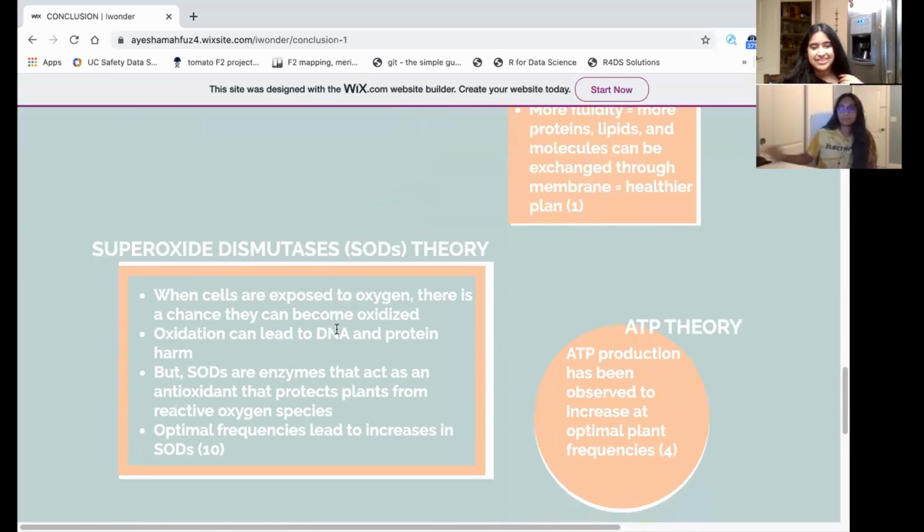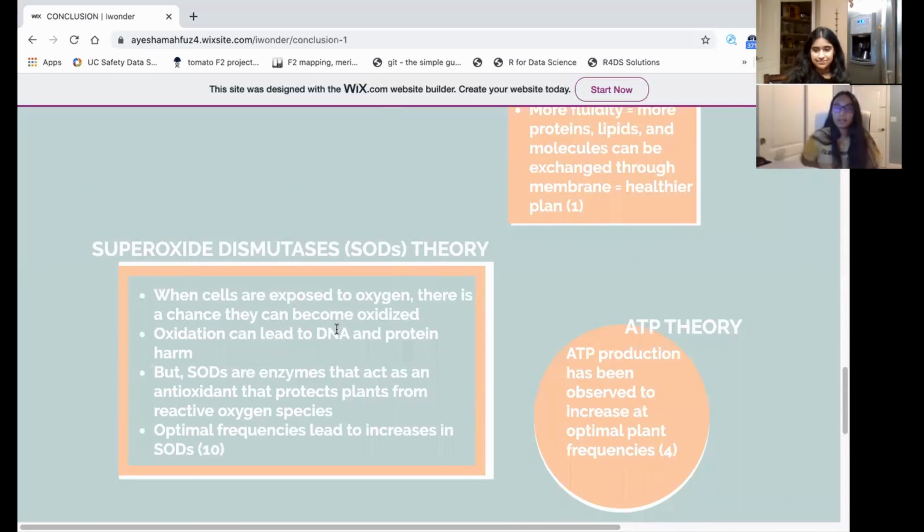And then another one is the superoxide dismutase. I'm just going to call them SODs. Basically, whenever something is exposed to oxygen, there's a chance that it can become oxidized in a bad way, which can harm a lot of things. SODs are enzymes that can stop all this bad stuff from happening because they are antioxidants. At certain optimal frequencies, it has been shown that more SODs are able to be produced. So that could be helping the protection of the plants.